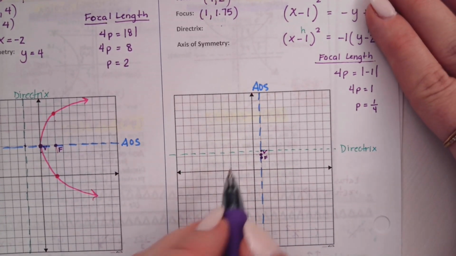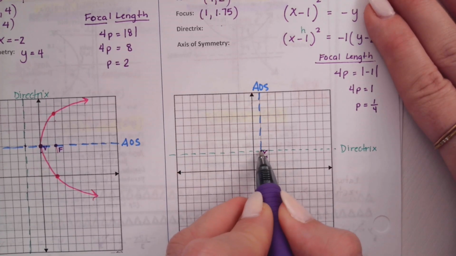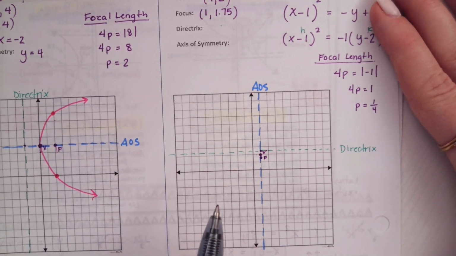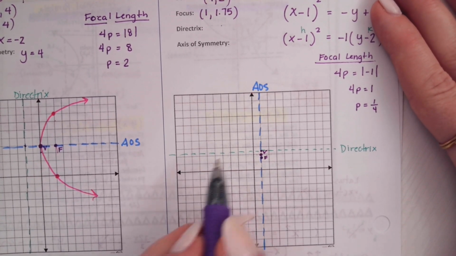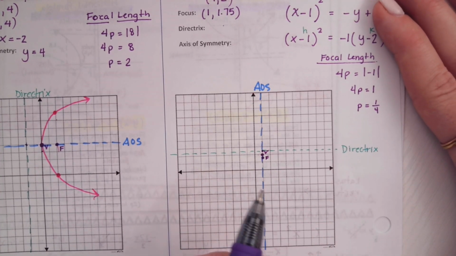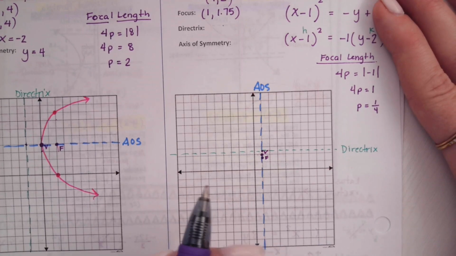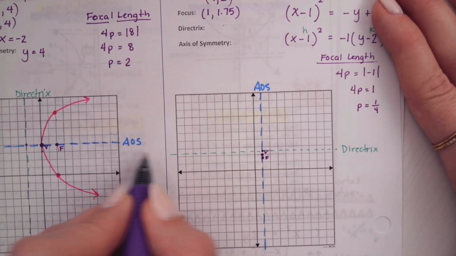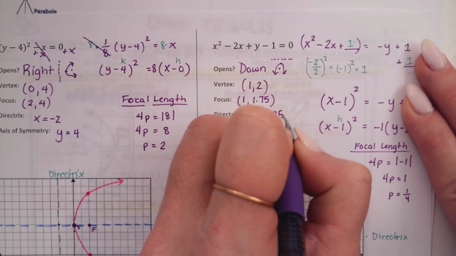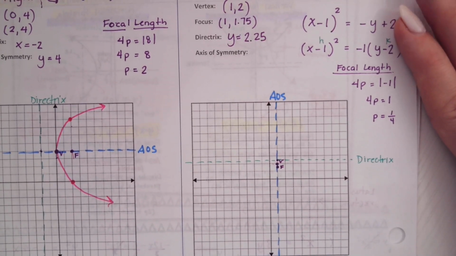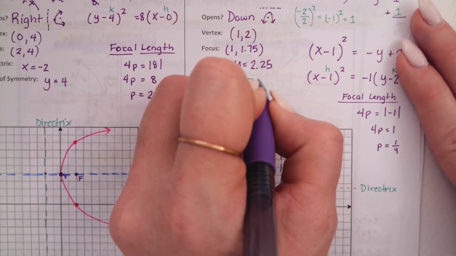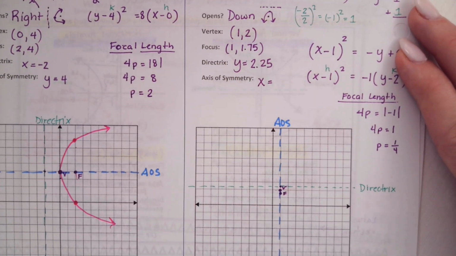My directrix, again, it was 1/4 of a unit above the vertex. So if we were at 2 and we went up a 4th, what number would that be? 2 plus a 4th is 2 and 1/4. Yeah, 2.25. It is a horizontal line though, so we'll need to write y equals 2.25, 2 1/4. Axis of symmetry is pretty easy to write on this one. It's a vertical line, so we're going to write x equals what number? 1.